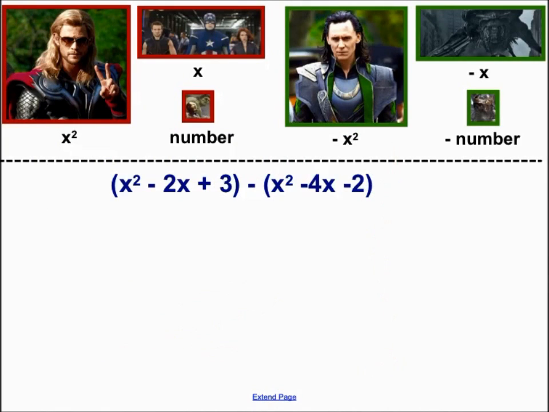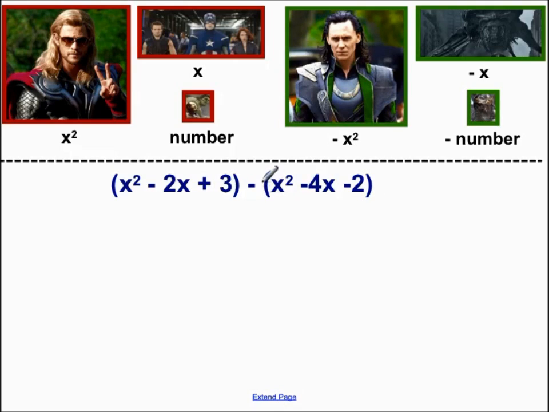Okay, now we're going to try an example with subtracting. Okay, so it's just like last time. We have two polynomials, except this time, instead of adding them together, we are going to subtract. So what I think is the easiest first step is to take this minus and distribute it throughout that polynomial.